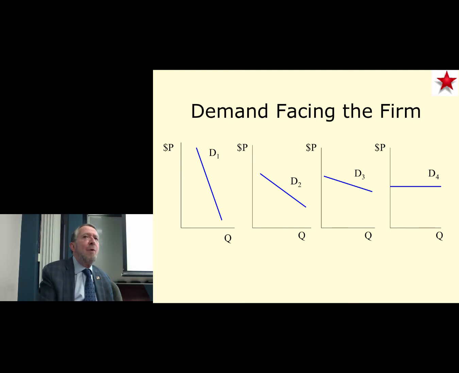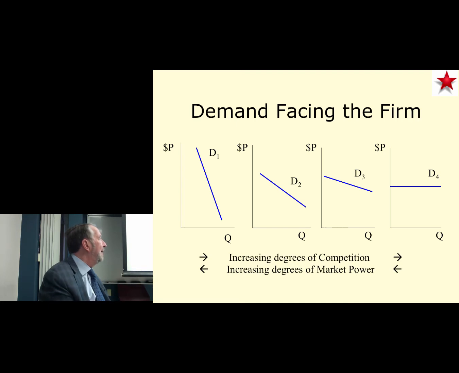So I've laid out 4 graphs showing differing degrees of elasticity, which is the result of looking at differing numbers of competitors or different closeness of competitors. And clearly, as we've talked about slope, D1 is the least competitive situation. So demand tends to be more inelastic. There's not a lot of substitutes. D2, there are some substitutes, maybe not a lot. D3, there are lots of substitutes. And then D4, there's an infinite number of identical substitutes. So that is the perfect competition model.